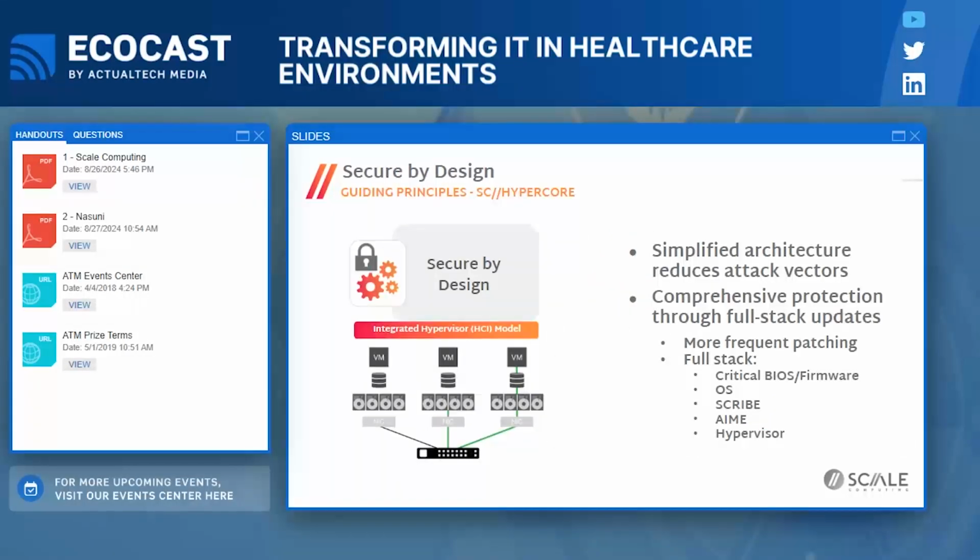Now, we start that venture with HyperCore. Secure by design, and HyperCore exemplifies this principle with its integrated hypervisor in the HCI model, which is KVM. It contrasts sharply to traditional setups like the 321 model or other HCI solutions that leverage that VSA appliance we talked about earlier. Unlike the older models, SC HyperCore integrates web-based management directly into the system as well, creating a secure, self-contained appliance. Some key security advantages here.